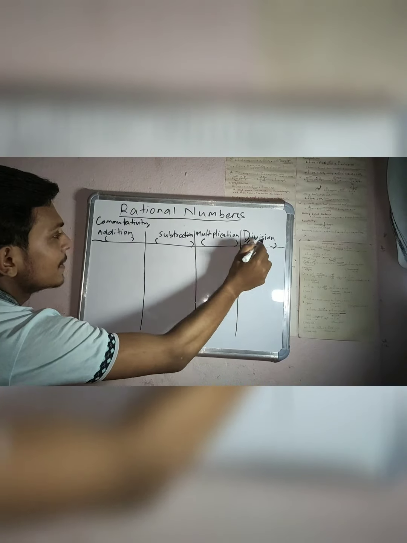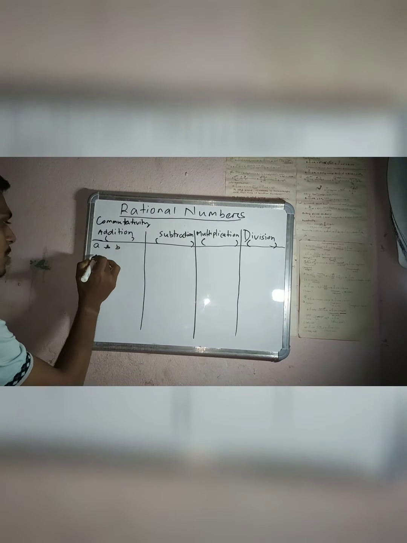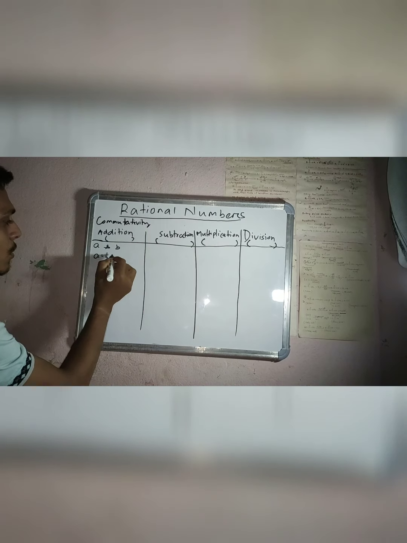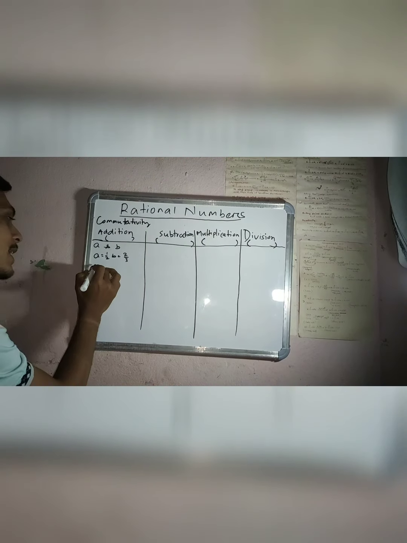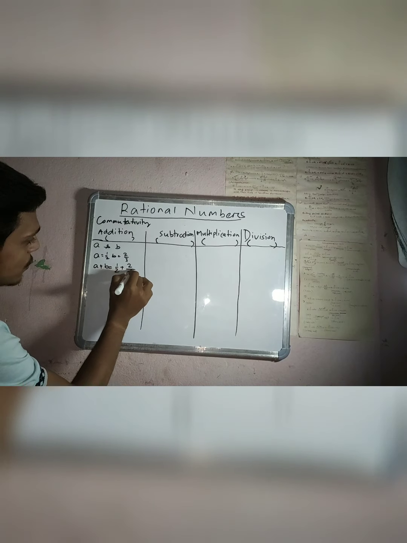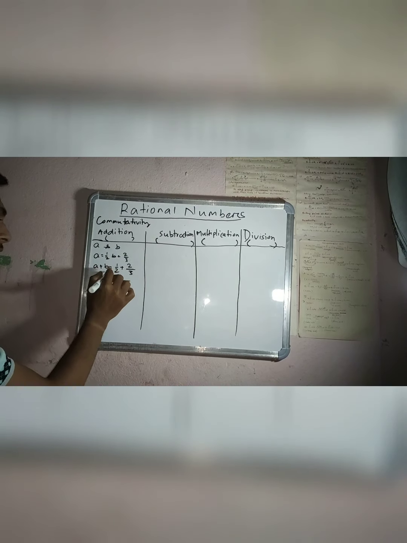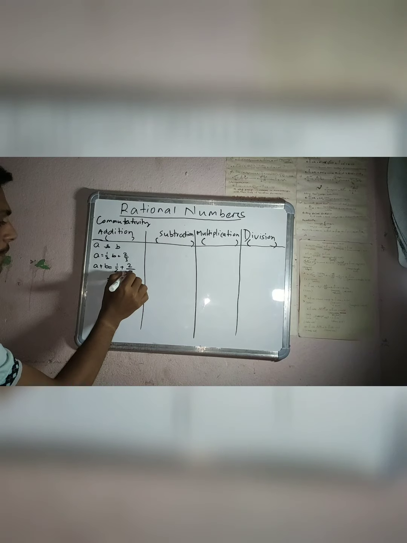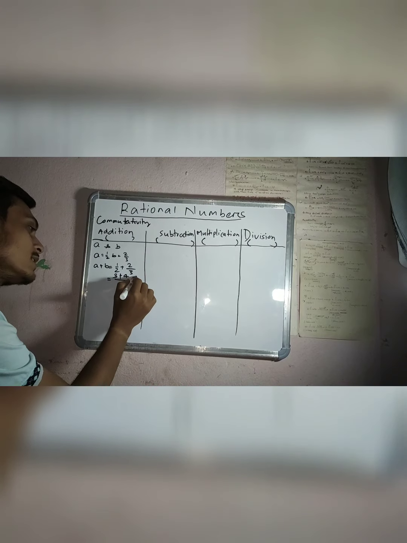We will test the addition, subtraction, multiplication and division. For addition, let A and B be two rational numbers, A equal to 1 by 2 and B equal to 2 by 3. If I add A plus B, then 1 by 2 plus 2 by 3, LCM is 6. 6 divided by 2 is 3, plus 6 divided by 3 is 2, 2 multiplied by 2 is 4. So that is 7 by 6.